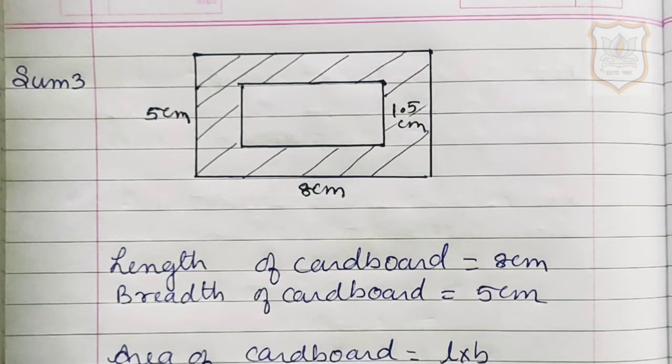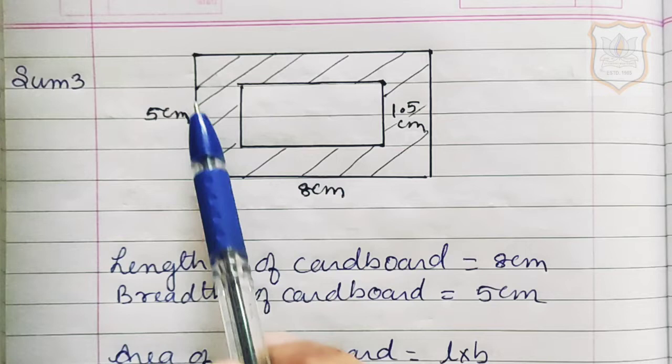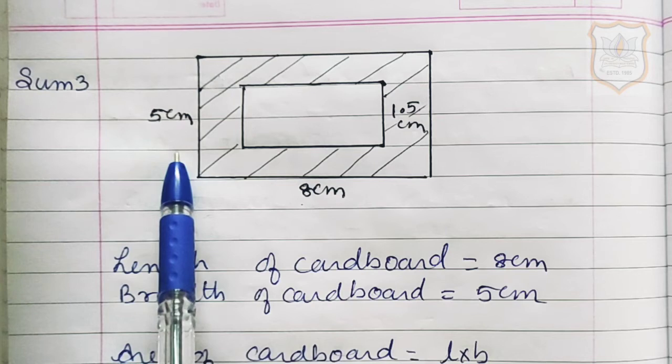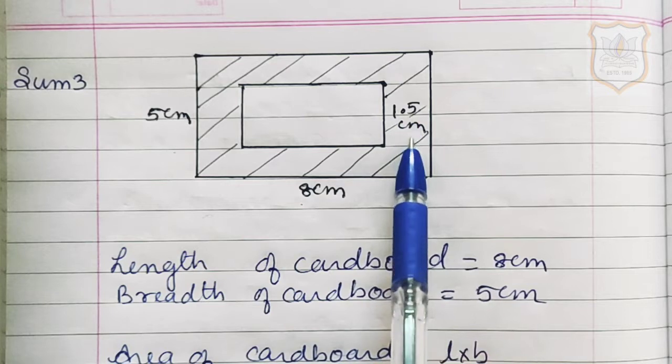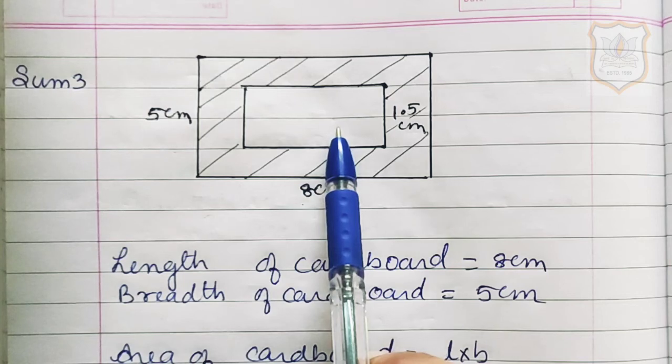Now solution for sum number 3. Before we start to solve the sum, first understand what is given in the question. A picture is painted on a cardboard 8 cm long and 5 cm wide such that there is a margin of 1.5 cm along each of its sides. Here students, a picture is to be painted on a cardboard. Here this is a rectangular cardboard whose length is 8 cm and breadth is 5 cm, and before drawing the picture, 1.5 width margin is to be left, we have to leave this much space to draw the picture.